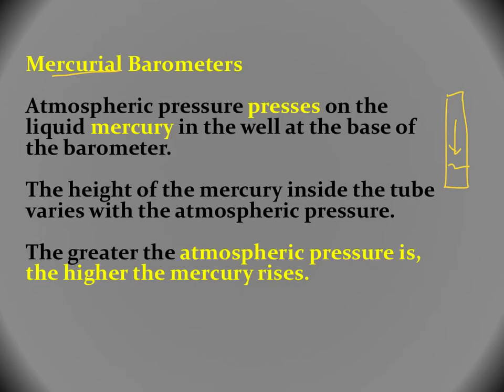If there's more pressure, that mercury, I'm going to change colors here, let's make it blue, is going to get pushed up higher and higher inside this tube. And if there's less pressure, the level will go down. The greater the atmospheric pressure is, the higher that mercury rises. So it again does what a thermometer does as that level goes up. It tells us an increase or decrease in atmospheric pressure.